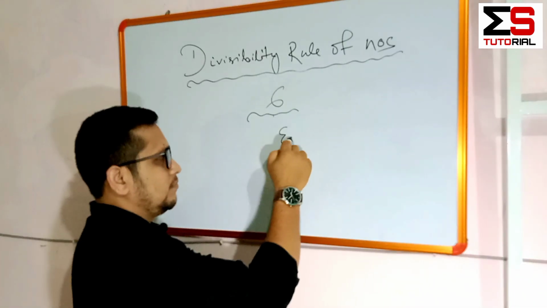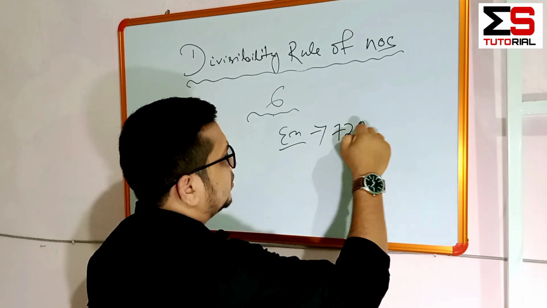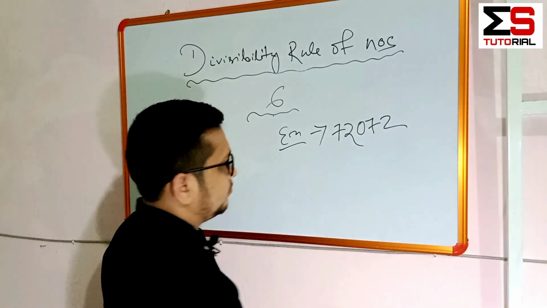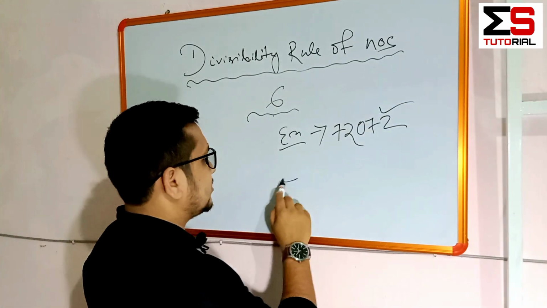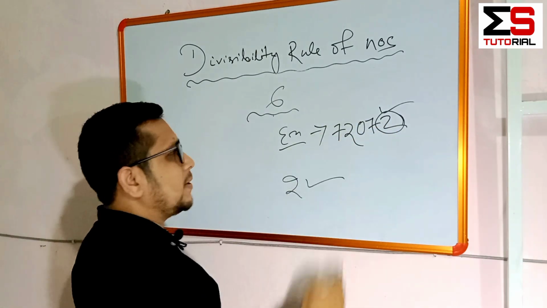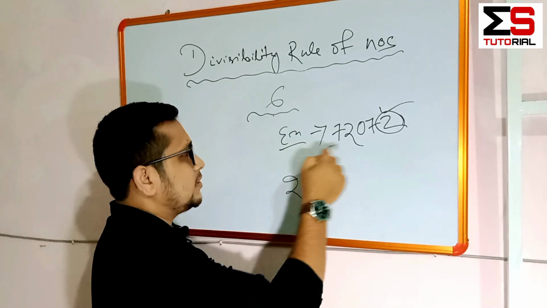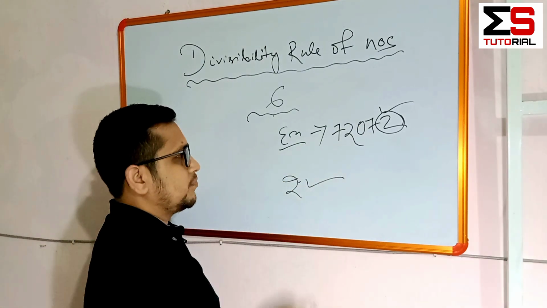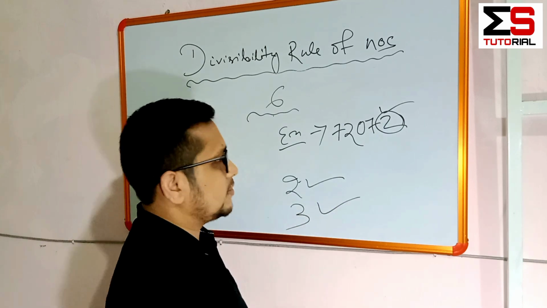For example, 72072. First of all, we will check, is it divisible by 2? Yes, it is divisible by 2 because there is an even digit in the unit place, or you can say there is 2 in the unit place, so it will be divisible by 2. Next, is it divisible by 3? Yes, it is divisible by 3.